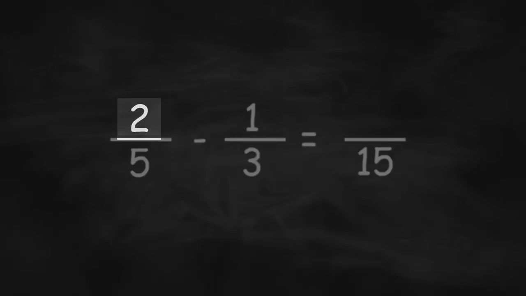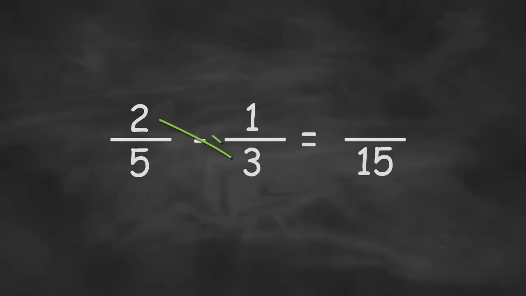Then we start in the top left-hand corner and we multiply diagonally with the other denominator. So 2 times 3 gives us 6. Then we take our other top number, our other numerator, 1, and multiply diagonally with the 5, and we get 5. Now we can take our 6 and our 5, just subtract those following the symbol in the middle of the problem, and we get 1/15.